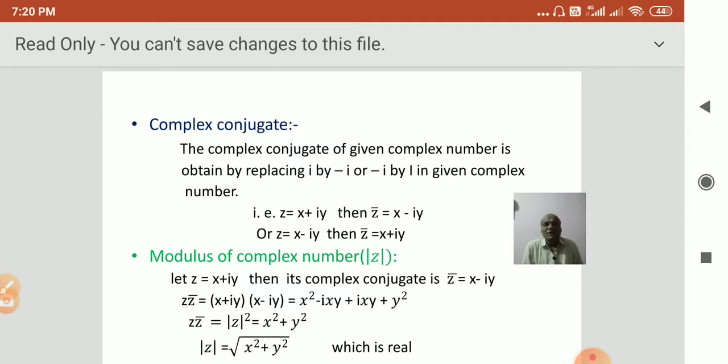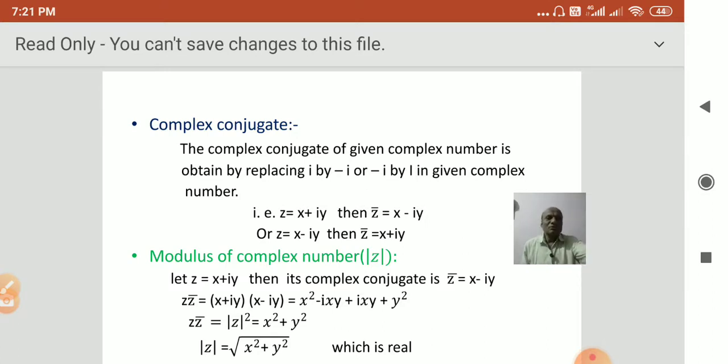So the complex conjugate is denoted by the symbol Z bar. On its head we write a bar. So if the complex number is X plus iY, its complex conjugate will be X minus iY, and if the complex number is Z equal to X minus iY, its complex conjugate will be X plus iY.